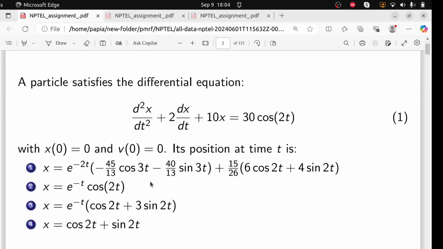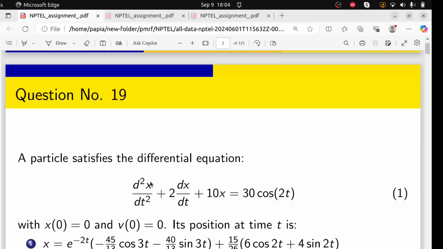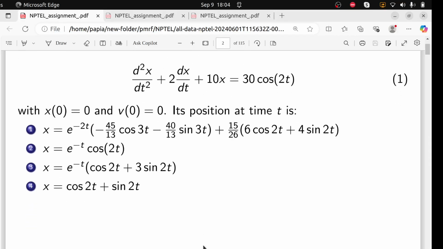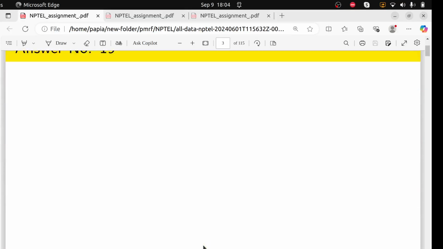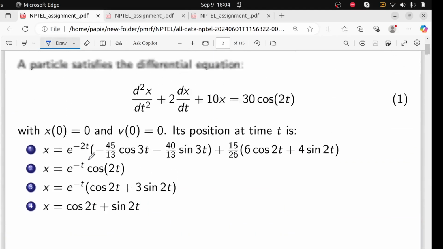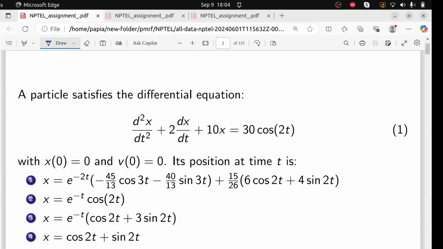This is the last week's class question: a particle satisfies the differential equation d2x/dt2 + 2 dx/dt + 10x = 30 cos 2t, with x(0) = 0 and v(0) = 0. Its position at time t is how much? This was the last week's question. Let me first write the equation, and after that we will calculate: d2x/dt2 + 2 dx/dt + 10x = 30 cos 2t.